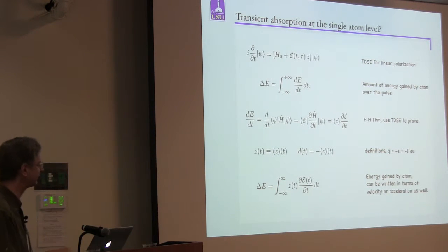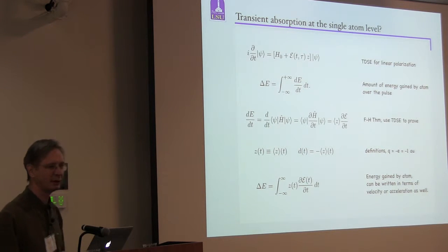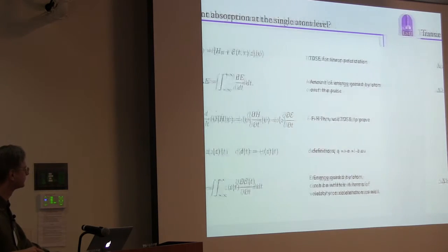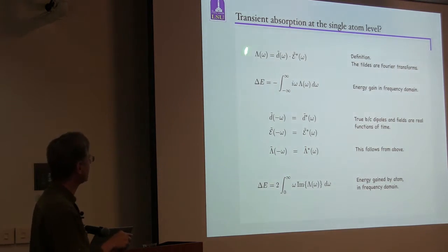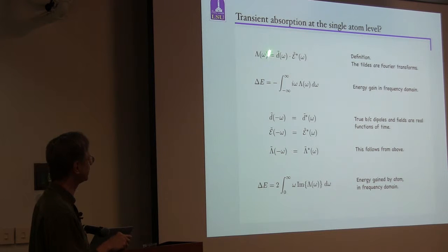It doesn't look like it, but it is a gauge-independent number that will agree no matter how you calculate the wave function. And so now I want to define something. I want to define this capital lambda. It is the Fourier transform of the dipole moment that we get out of the whole calculation times the complex conjugate of the field that's driving it. The tilde is always Fourier transforms.